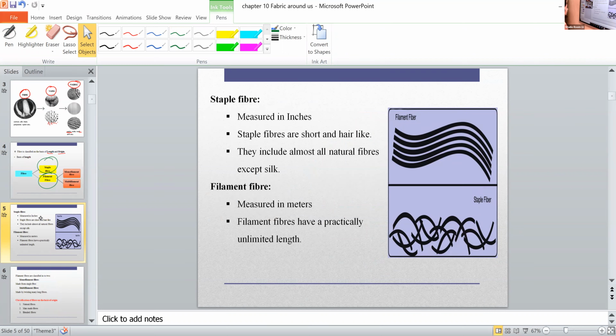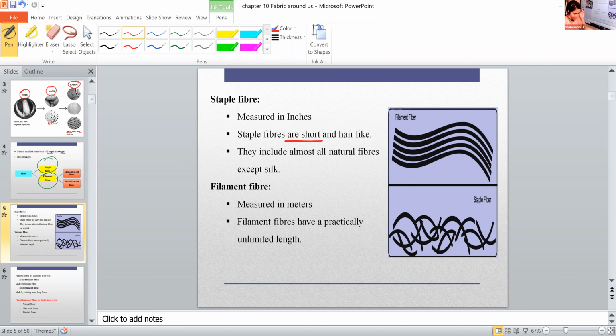Staple fibers are the short ones. It's according to the length, right? So, staple fibers are very short fibers. Short fibers are called staple fibers. Fibers with finite length. You can write the definition. What do you mean by finite length? Relatively short length. That is finite. So, staple fibers means fibers with finite length.